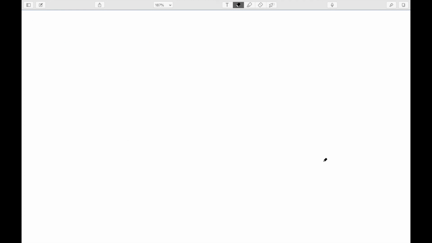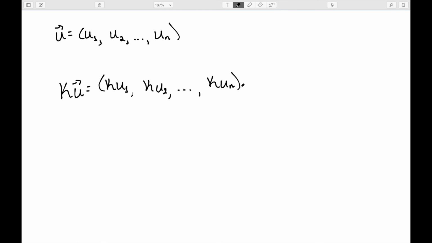Next, let's look at the algebraic interpretation of this. Let's suppose we have a vector u given by u1, u2, etc. up to un. Then ku would be ku1, ku2, etc. through kun. So we would multiply each entry by that number.